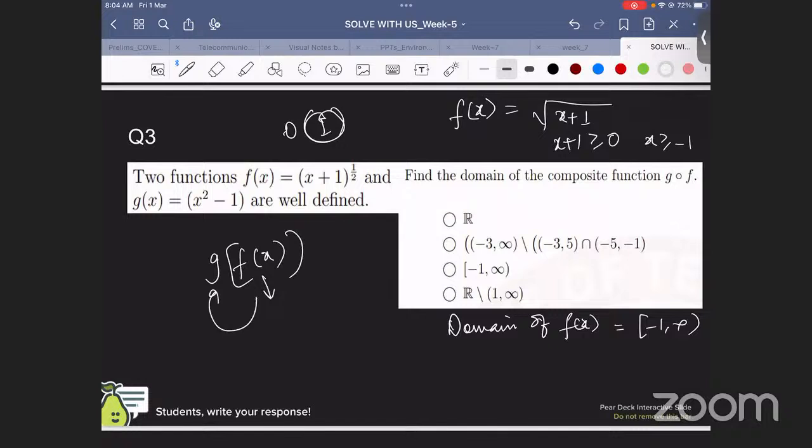So let's take care of f(x). What values can you get with this function? You can get 0 and any value greater than 0, right? Yes, sir. So the range of this function will be 0 to infinity.